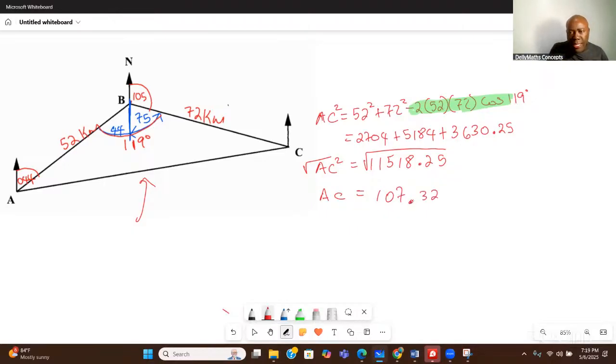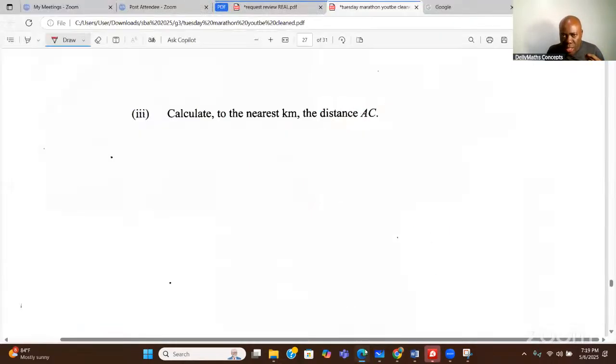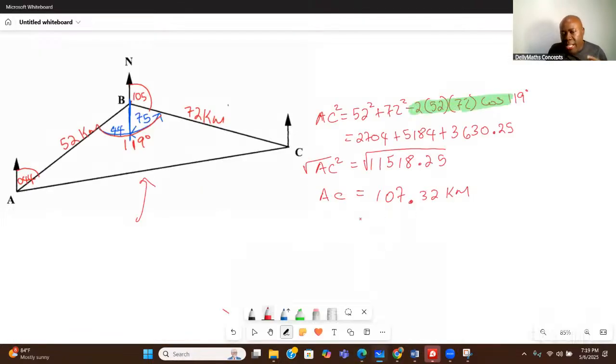0.32. But let us say if there is a special instruction, because normally if we get a special instruction, we have to take it. Let me just look. It says to the nearest kilogram, to the nearest kilometer. So to the nearest kilometer means to the nearest whole number. That's what they're referring to, a whole number. So it's going to be 107 kilometers.